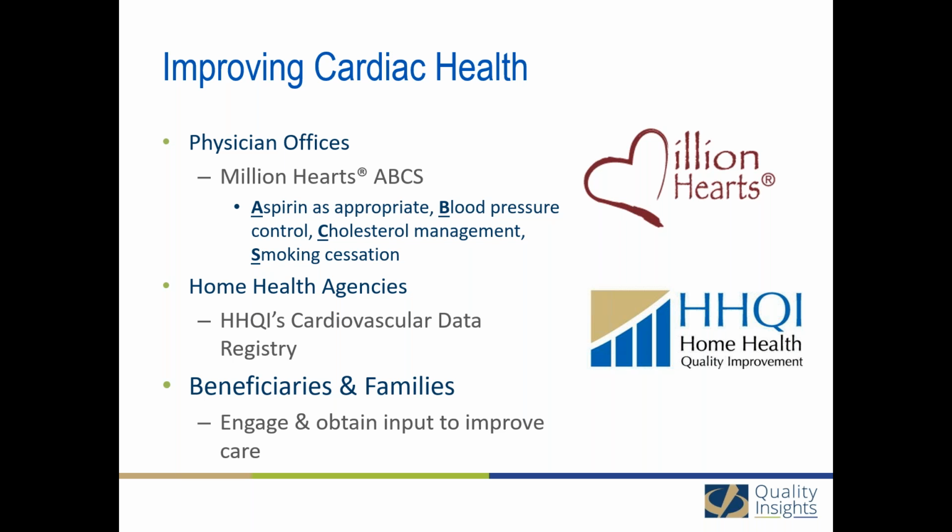We also work with home health agencies with the Home Health Quality Improvement. They're an entity that works with home health agencies nationally to provide them with ways in which they can provide better care to their patients. And they have a cardiovascular data registry in which they extract data from their OASIS visits with their patients and put that in, and they can track how they're doing on their blood pressure control or their smoking, things like that. And as I mentioned earlier, really working with beneficiaries and families to engage them in the work.